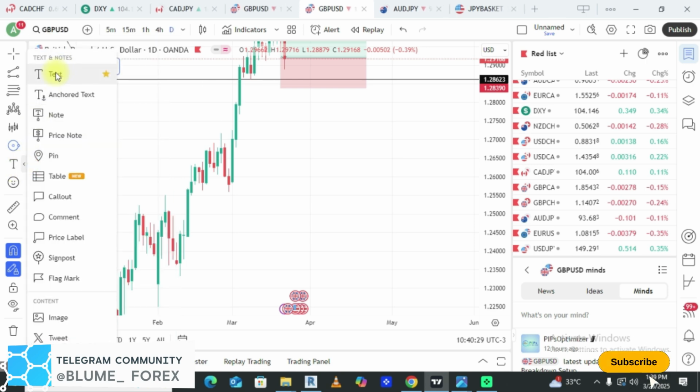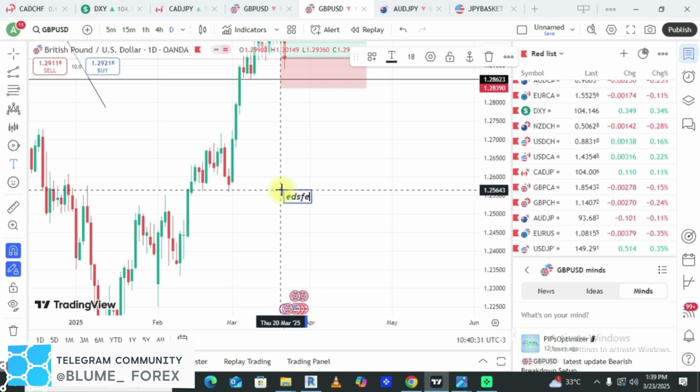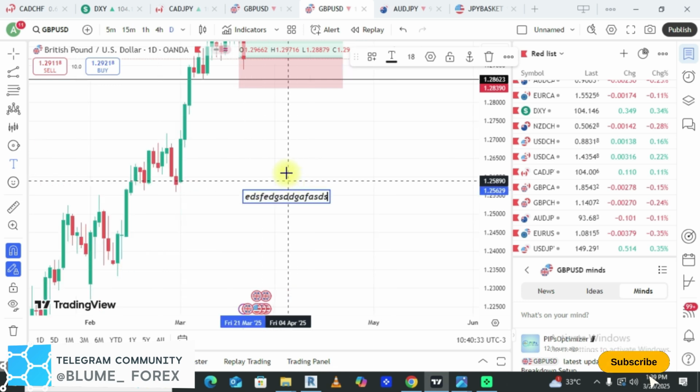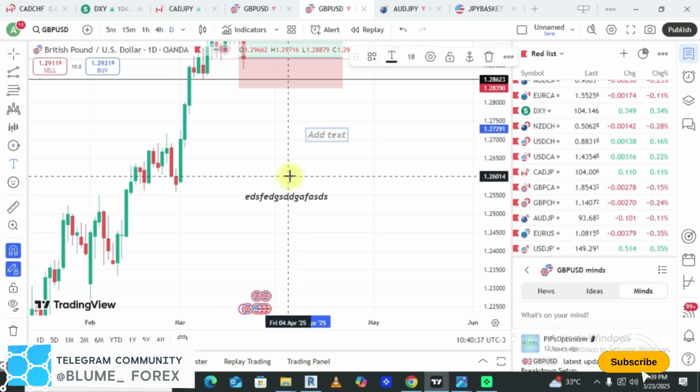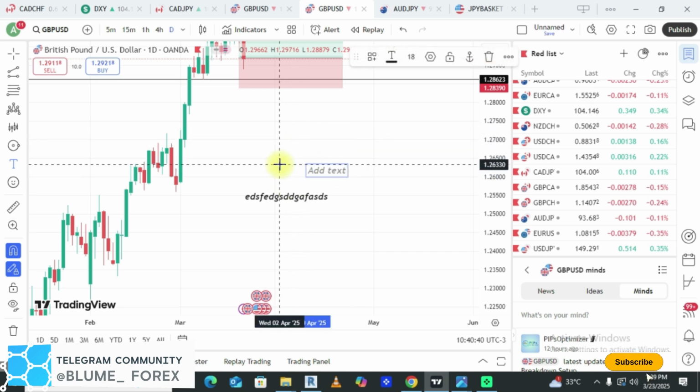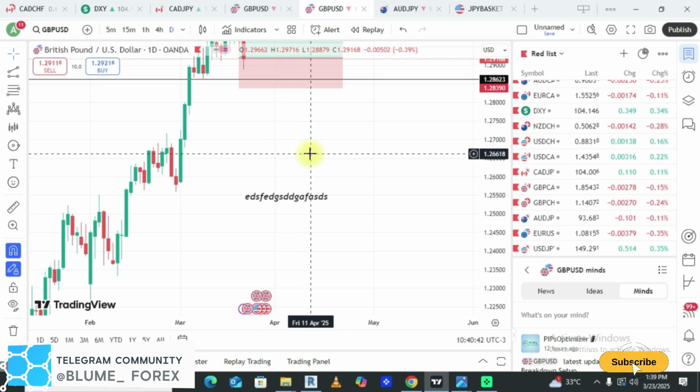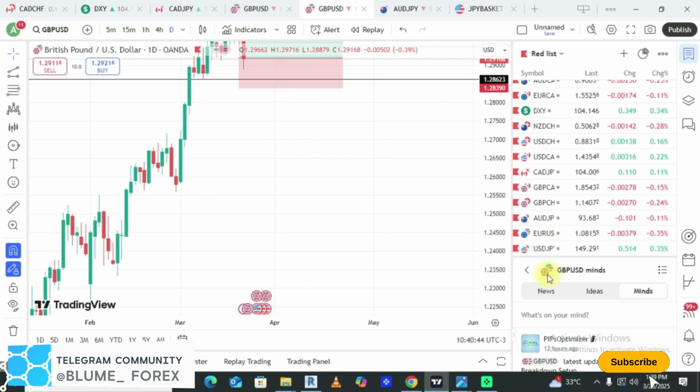And then we have the text too. So you write something, maybe you can make some comments on the chart. Mostly when you are sending it to someone, you can make some comments on the chart. Maybe this is what I'm looking to buy. You can also make those comments on the chart for your own self. So let's look at the minds.